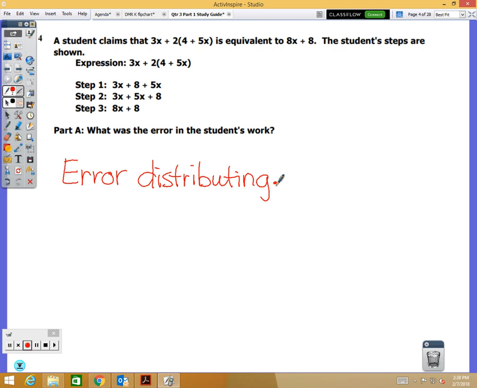Don't just say he multiplied wrong. Technically, yeah, he did multiply wrong because he needed to do 2 times 4, which he did, and also 2 times 5x, and he didn't do that. So he didn't multiply right, but what that is called is distributing. So try to be more specific about what exactly it is, not just multiplying. A lot of people said he didn't do 2 times 5x, and that was okay. All right, but be more specific. Do not just say error distributing.